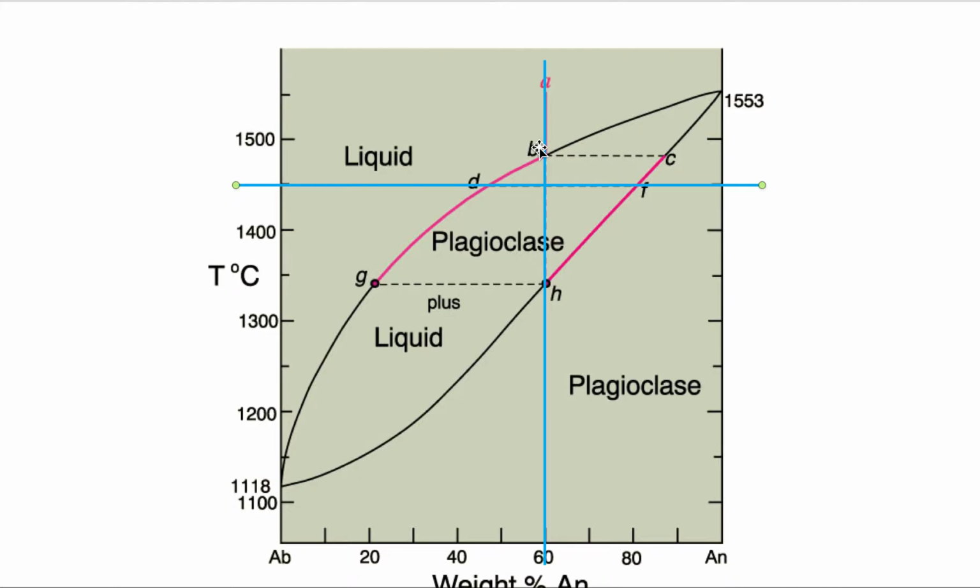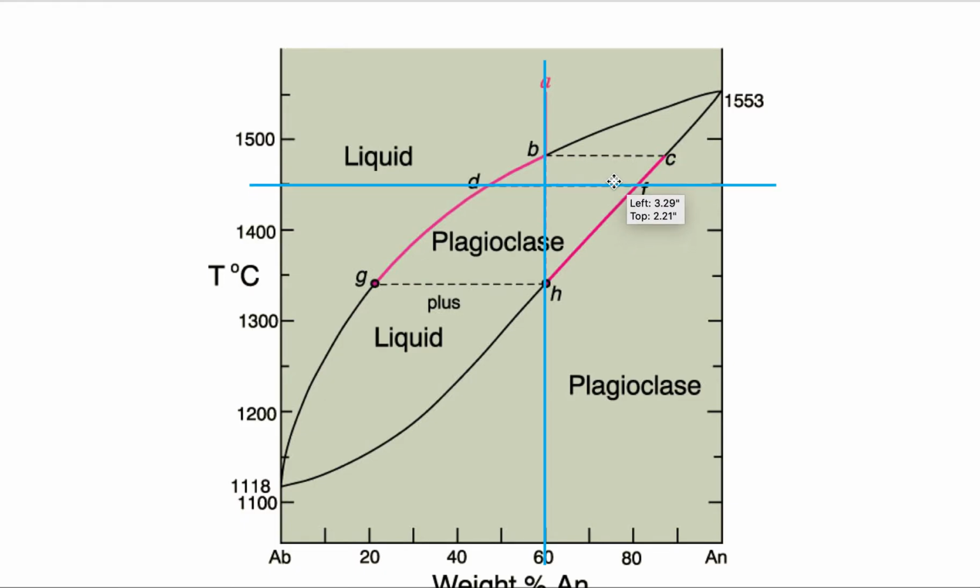So what about bulk composition A? What we know is that for A, it'll be completely liquid at this temperature here, which is about 1470. It'll be completely solid at temperatures below about 1340 degrees or so. Anything in between 1340 and 1470, it'll be a mix of solid plus crystals.